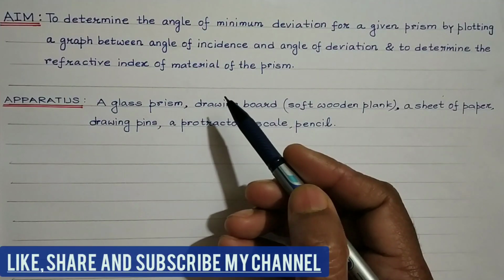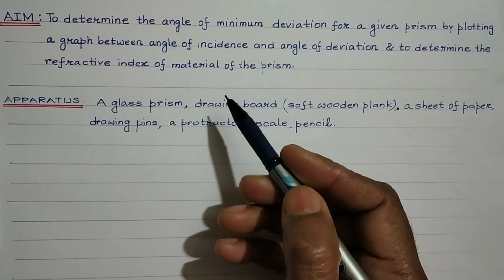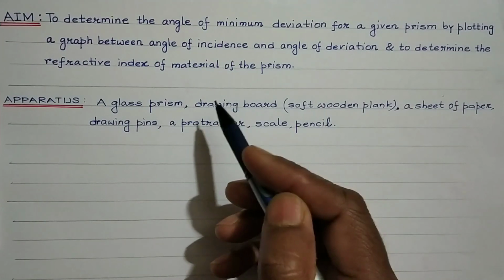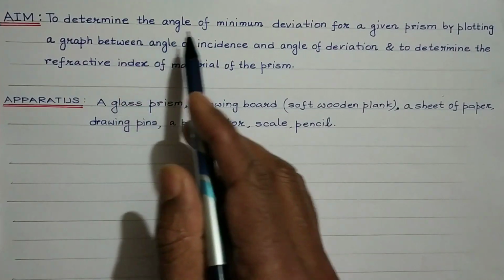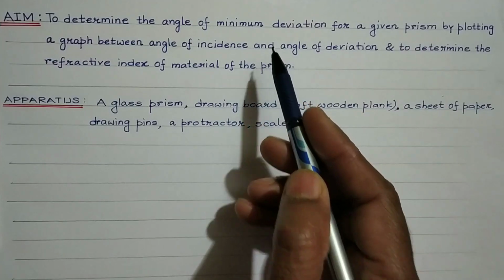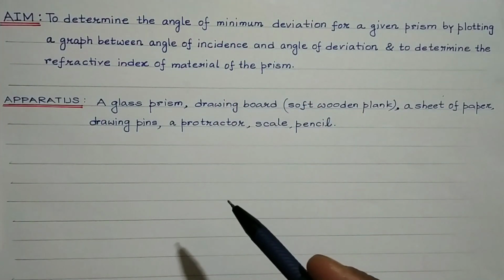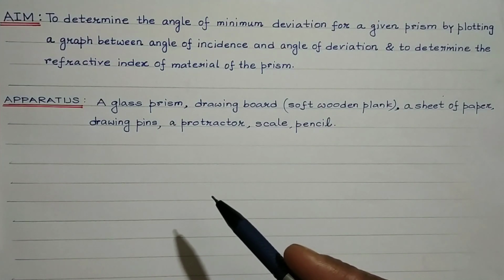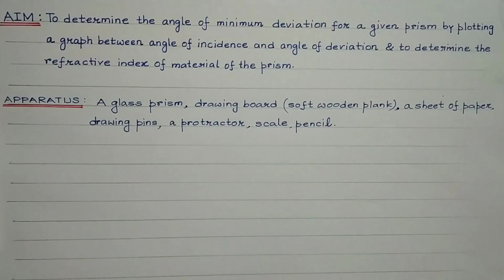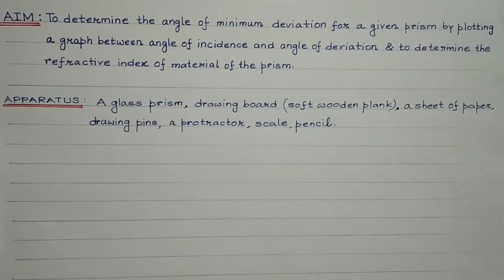In this particular session, we are going to discuss a very interesting and important experiment. In this experiment, we are supposed to determine the angle of minimum deviation for a given glass prism. For that, we will plot a graph between the angle of incidence and the angle of deviation. And then, students, we are also supposed to determine the value of the refractive index of the material of the prism. And these are the things which we will be requiring to perform this particular experiment.